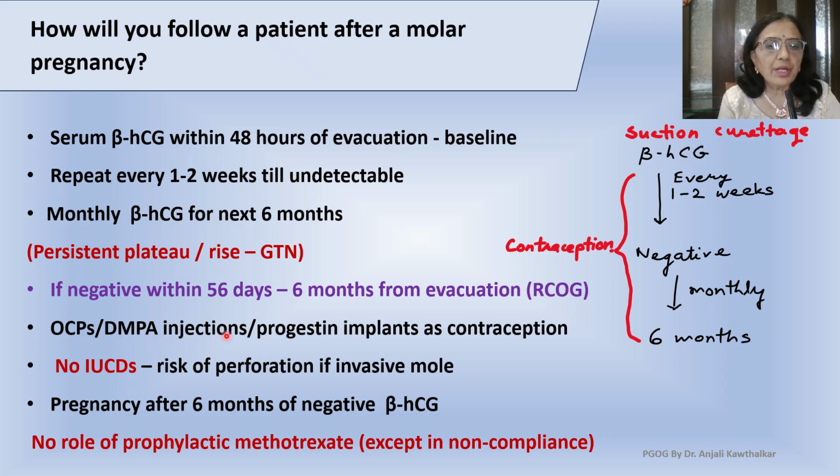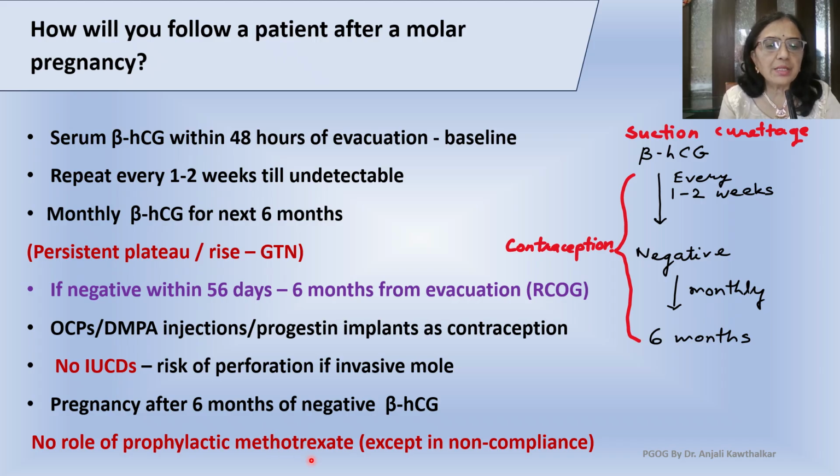OC pills, DMPA injections or progestin implants can be used as contraception. IUCDs should not be given as contraceptive because the risk of perforation will always be there, especially with the invasive mole. A patient can be advised to try for pregnancy after 6 months of negative beta HCG report. There is no rule of prophylactic methotrexate whenever facilities are adequate and the patient is compliant.